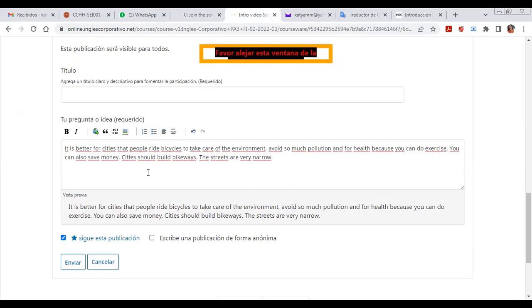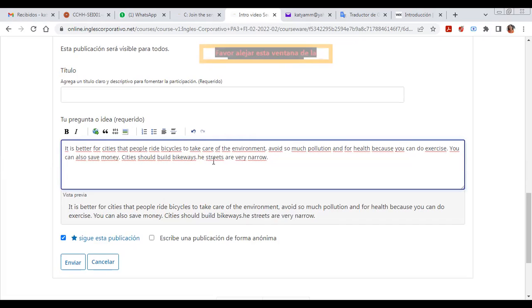It's better for cities that people ride bicycles to take care of the environment, avoid so much pollution, and for health, because you can do exercise. You can say more. Cities should build bikeways. But you can add that in our cities there aren't bikeways at the moment, and they should build some. It's our opinion, right? The authorities should build some bikeways.